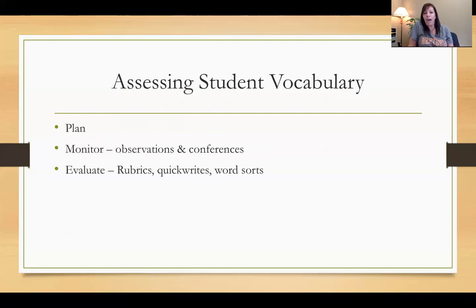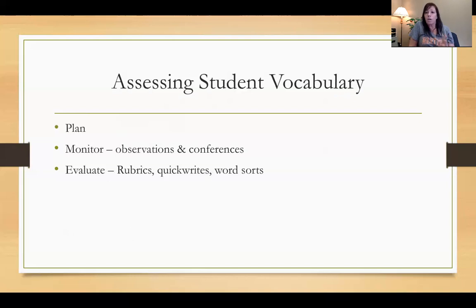Some examples of that would be rubrics. Quick writes would be putting a word on the board and having the student do a quick write, writing a couple sentences about what they know about the word. And then the strategy of word sorts that we talked about earlier is another good way to assess student academic vocabulary.